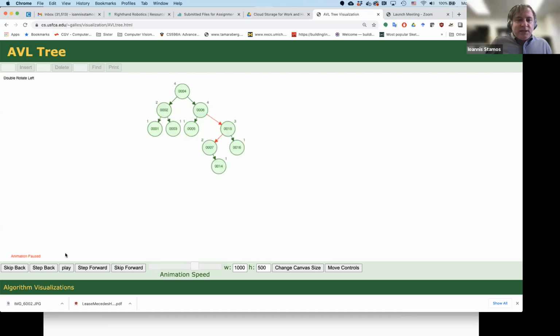So you have these 3 nodes, 6, 15, 7, and then you have the 4 subtrees A, B, C, D, and then you just do the rotation. 7, 6, 15 go in their natural order. To the left of 6 is A, to the right of 6 is B, that was empty. To the left of 15 is 14, and to the right of 15 is 16.